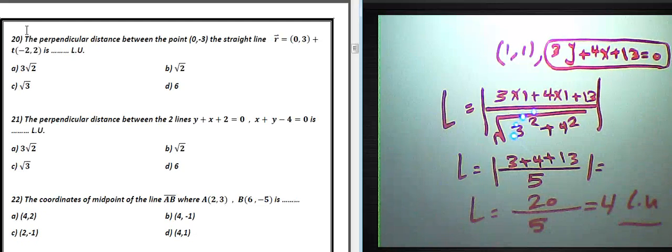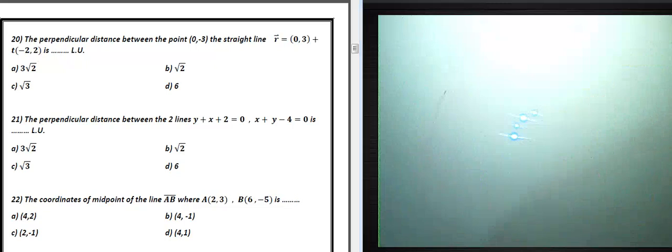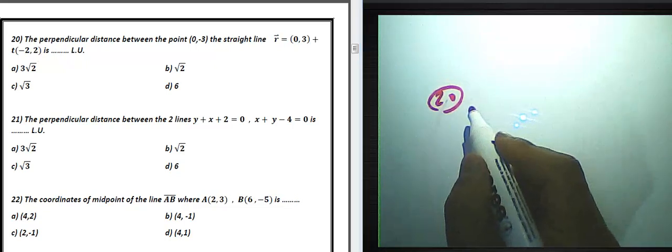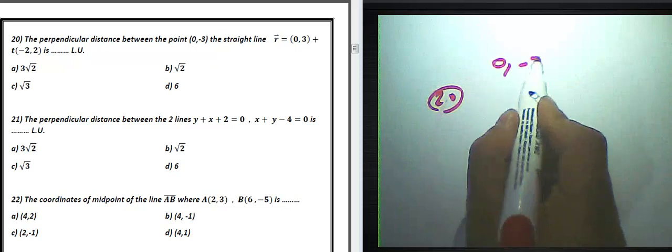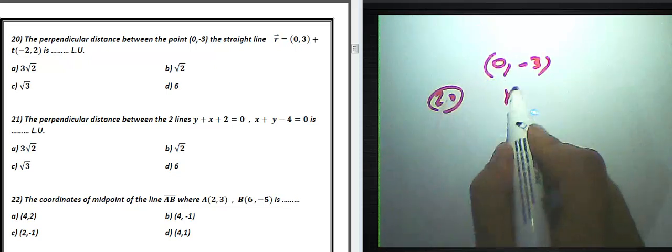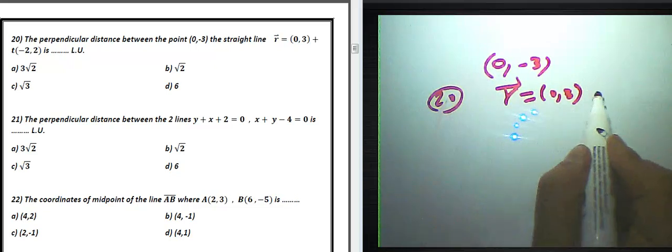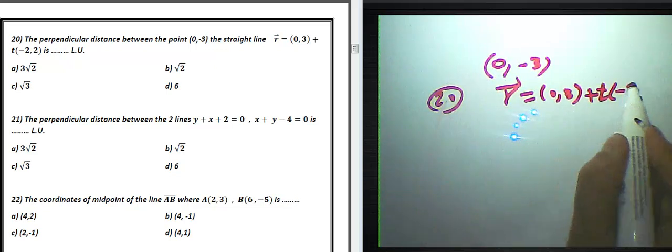Question 20. The perpendicular distance between the point (0, -3) and the straight line r = (0, 3) + t(-2, 2) is blank length units. We want to find the perpendicular distance between the point (0, -3) and the straight line r = (0, 3) + t multiplied by (-2, 2).